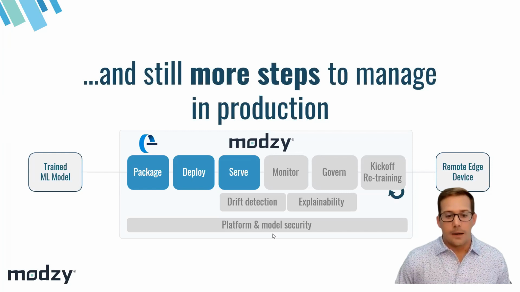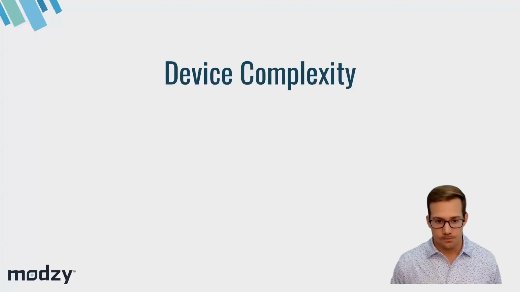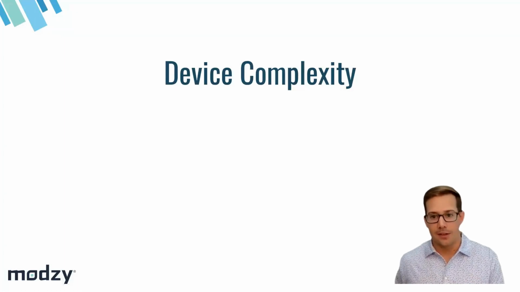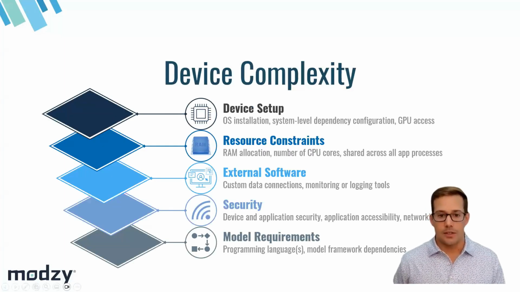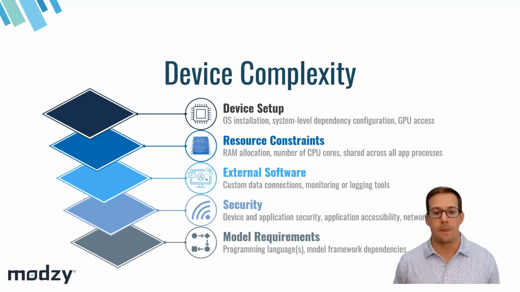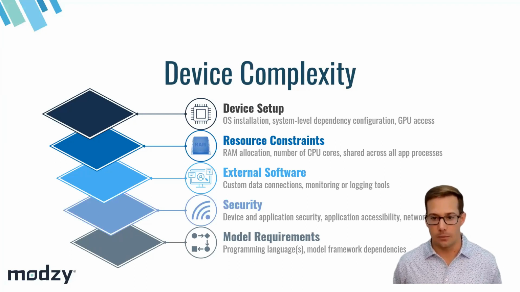Okay, so now that we've mentioned these different components, we haven't even talked about the device complexity. And there's a lot of factors and layers here that you need to consider. Number one, what is the operating system on the device, or what options do we have there? Number two, how do we make sure that the resource constraints are such that our model or models can operate under? How much RAM is available, number of CPU cores, is there a GPU available?